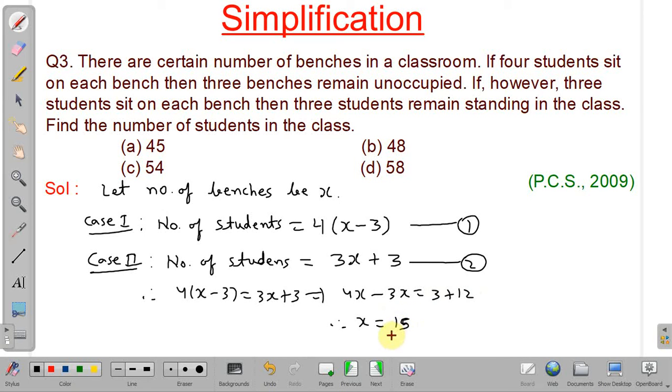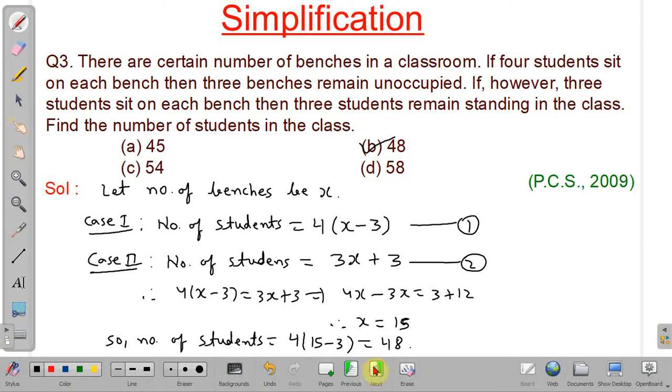Okay, now we have got x is equal to 15, but we have to find the total number of students. So the number of students, how can we get? We can substitute x in either equation 1 or equation 2. So we will substitute in equation 1. So 4 into 15 minus 3, that is 12 into 4 or 48. So the total number of students will be 48. Our answer will be B.